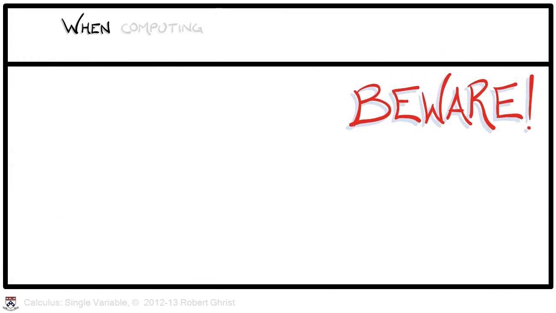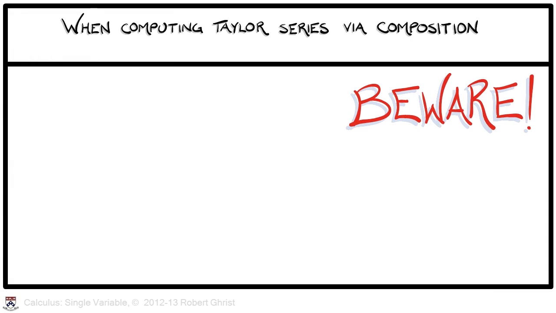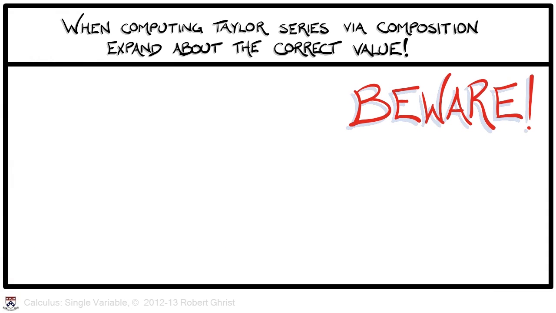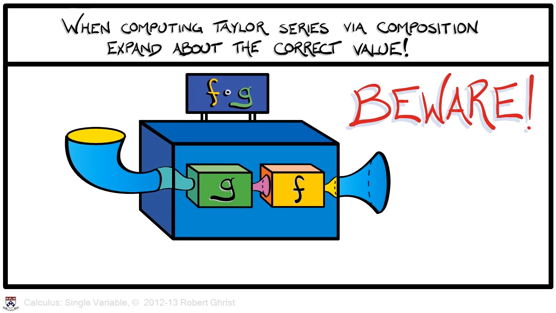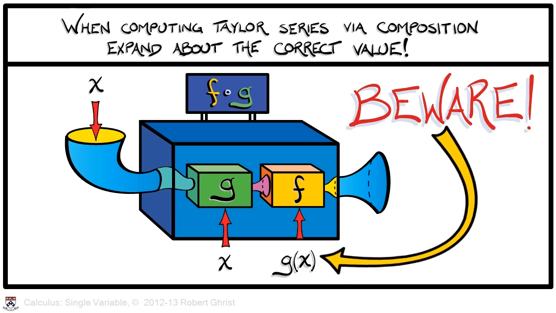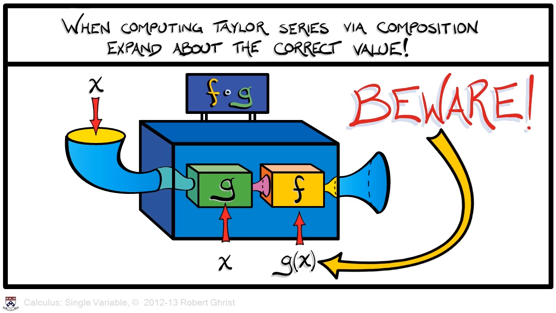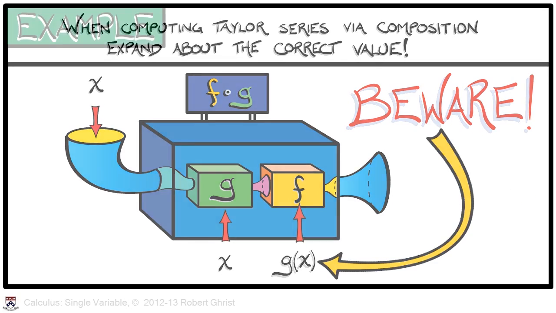Now, one thing to be cautious of is that if you're computing a Taylor series of a composition, you must expand about the correct values. If you have a function f composed with g, and you want to expand it about some input x, then you must expand g about x. But you must expand f, not about x, but about g of x. And it is that term in particular that causes problems. In an explicit example, we'll be able to see how this works.